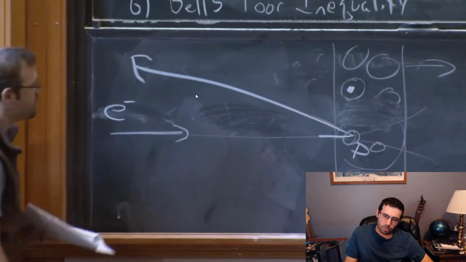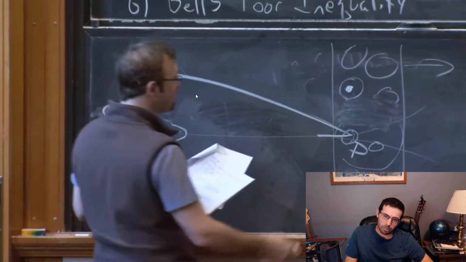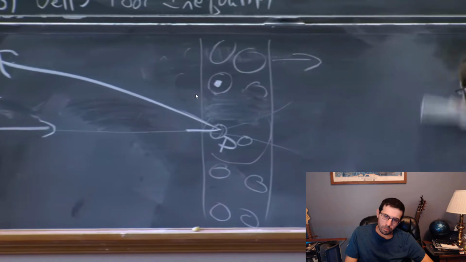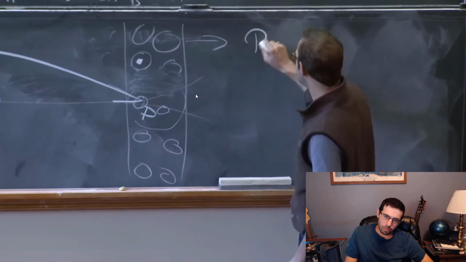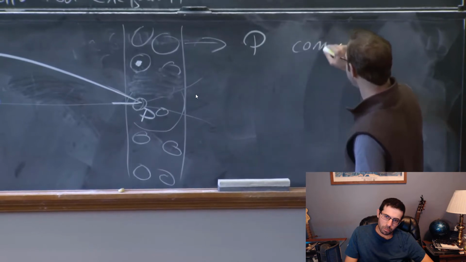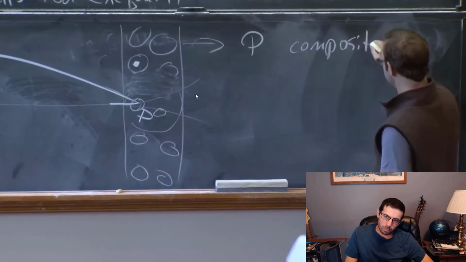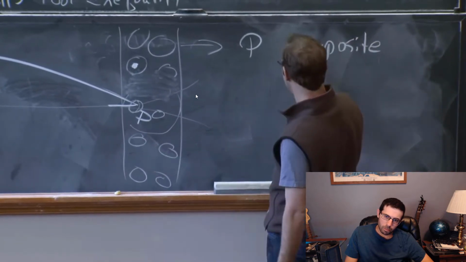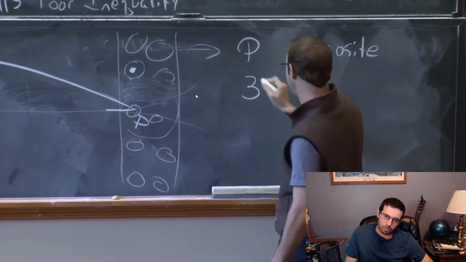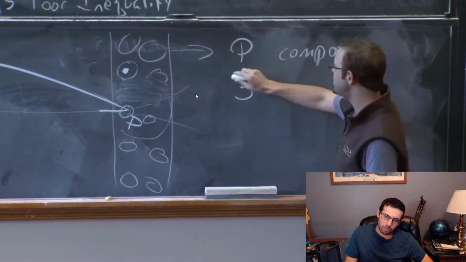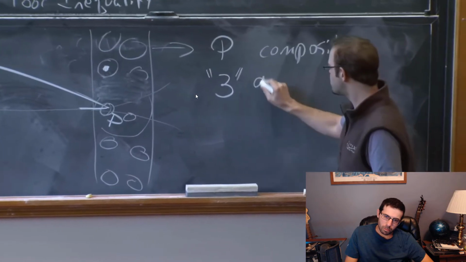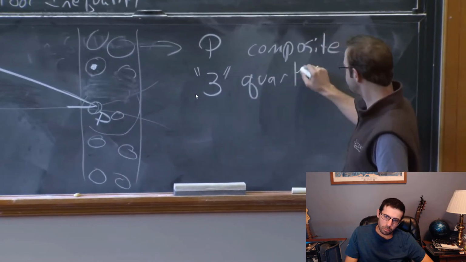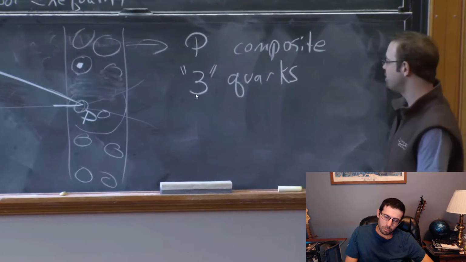And through this process, it was discovered that in fact the proton itself is also not a fundamental particle. The proton is itself composite. And in particular, eventually people understood that it's made out of, morally speaking, and I'm going to put this in quotation marks, ask me about it in office hours, 3 quarks, which are some particles.